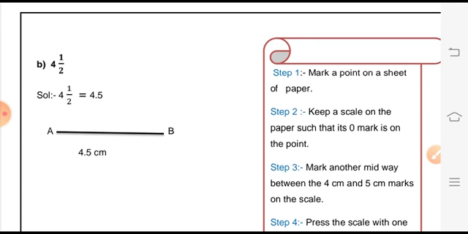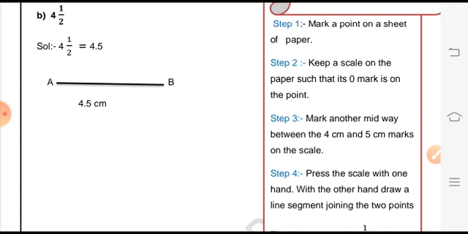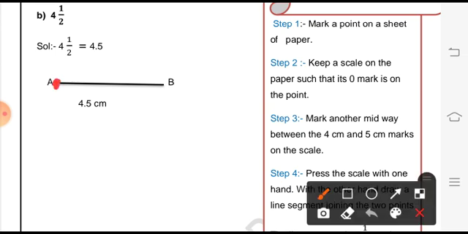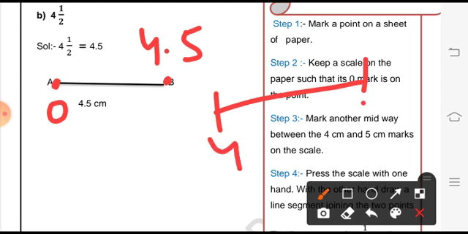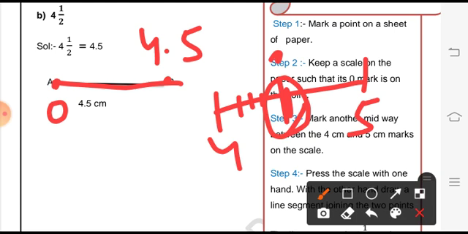Here one more part is 4 1/2, that means 4.5. Again, first point is drawn on the sheet of paper, then a scale is put on it such that the zero mark of the scale is on the point and then another point will be marked at 4.5. That means a division between 4 and 5, midway between 4 and 5, the longer one. So this is 4.5 and then we'll join the 2 points and removing the scale we'll see a line segment is drawn of the given length 4.5 centimeters.